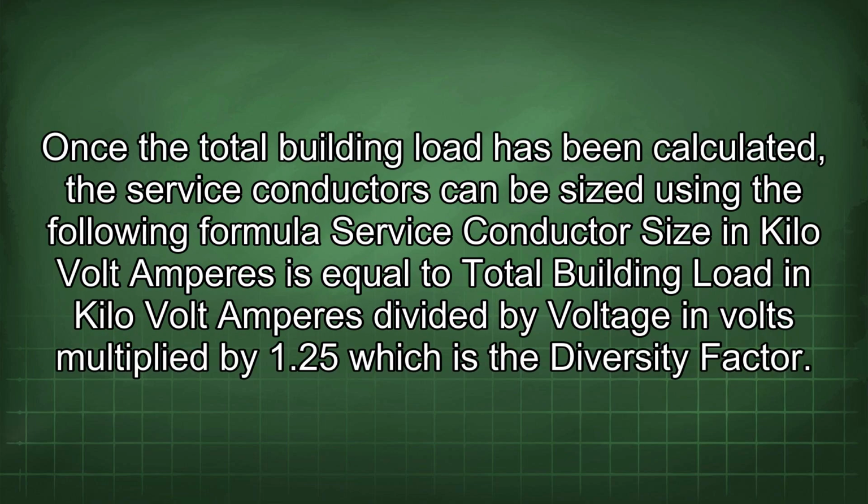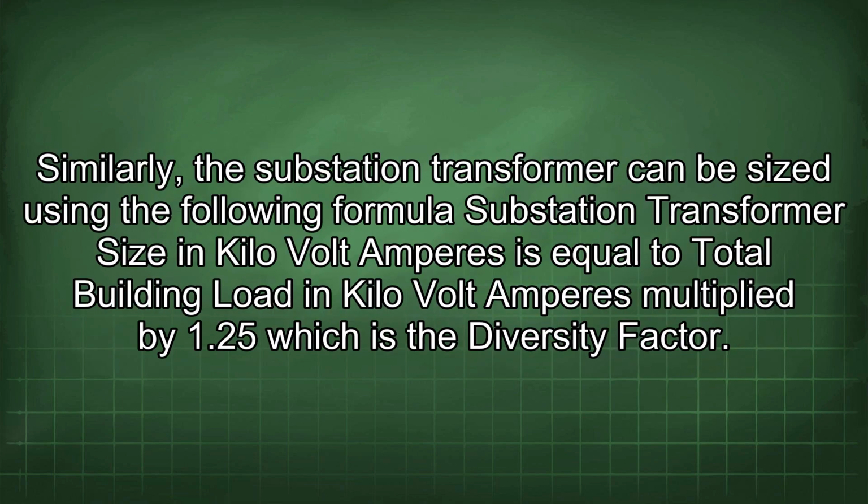Once the total building load has been calculated, the service conductors can be sized using the following formula. Service conductor size in kilovolt amperes is equal to total building load in kilovolt amperes divided by voltage in volts multiplied by 1.25, which is the diversity factor. Similarly, the substation transformer can be sized using the following formula. Substation transformer size in kilovolt amperes is equal to total building load in kilovolt amperes multiplied by 1.25, which is the diversity factor.